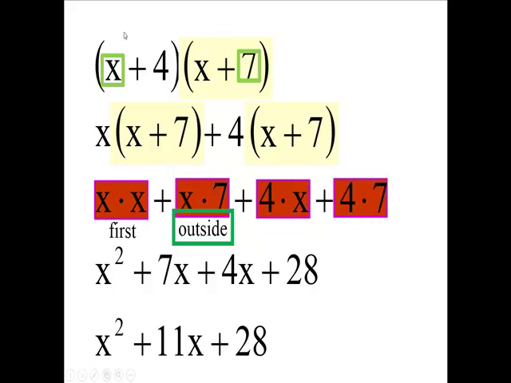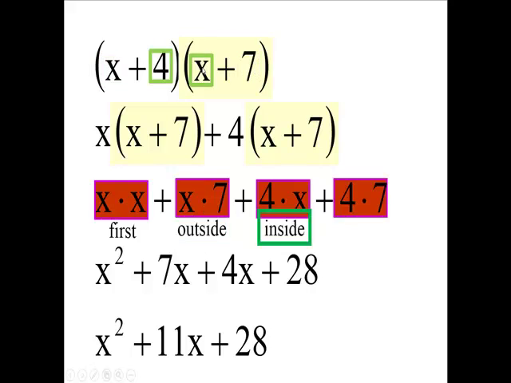Well, if these two are the outsides, then what is 4 and x? Look at the 4 and the x. Hey, if x and 7 are on the outside, then 4 and x, these two are on the what? The inside terms, aren't they? And the only thing left is the 4 and the 7, which, if you look at the x and x up here, x and x are my first terms, so 4 and 7 are my last terms. These two are the last terms.